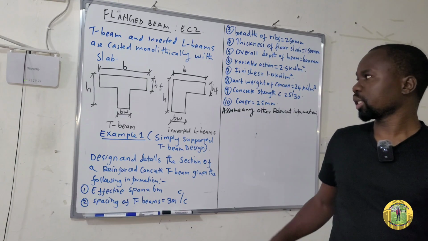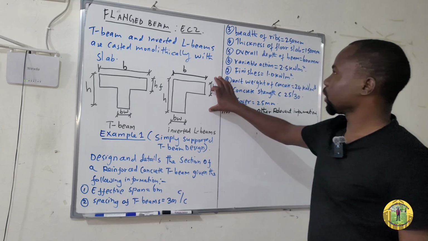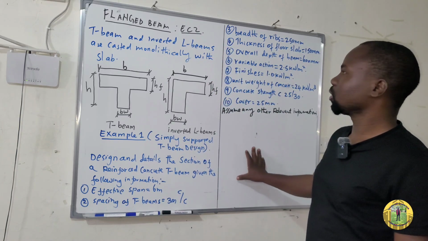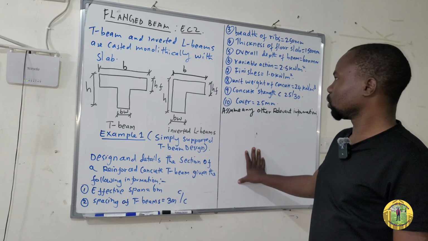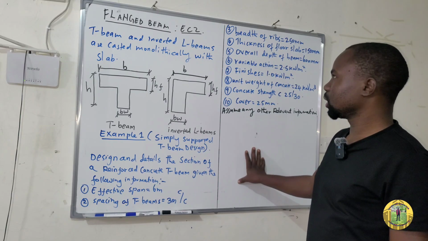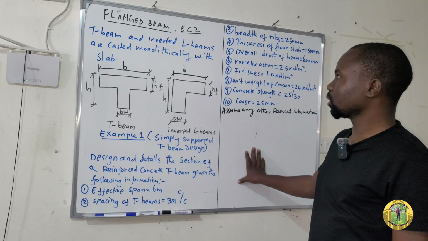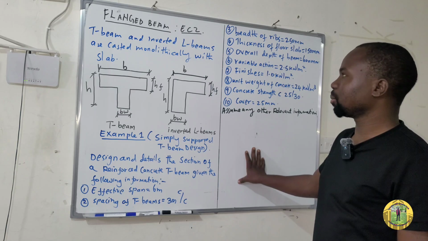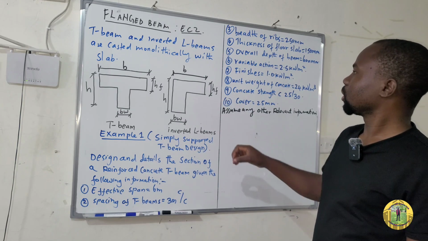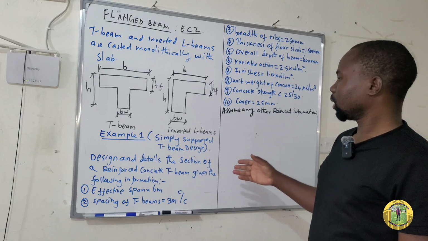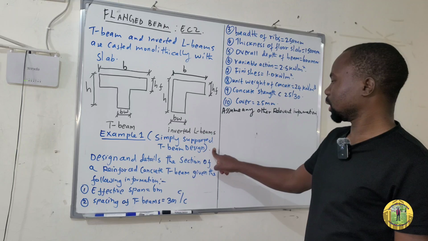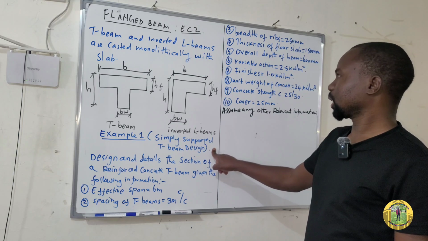So without wasting any time, today I want to talk about the flanged beam, and this is the design of reinforced concrete to Eurocode 2. Remember what we did in the other session? We only tackled a simply supported beam that was a rectangular beam. So today I want to tackle the flanged beam, and more so I will solve a simply supported T-beam design.